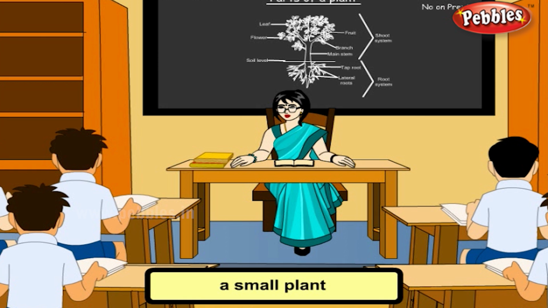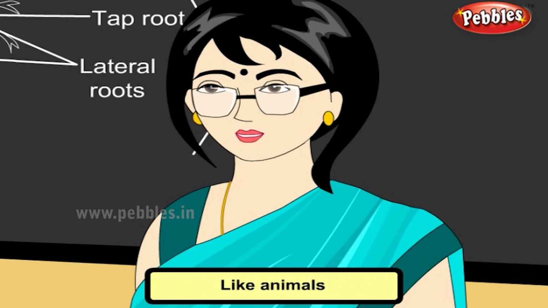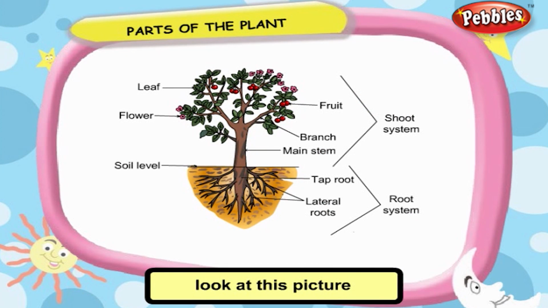Have you observed a small plant? As a whole, it is called a plant, but it can be divided into parts. How can a plant be divided into parts, ma'am? Like animals, plants also have different parts performing different functions. Oh, interesting. Look at this picture of a full plant.